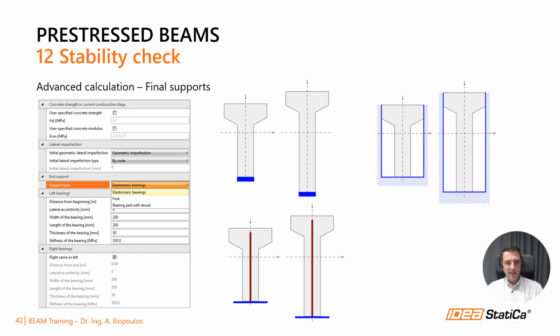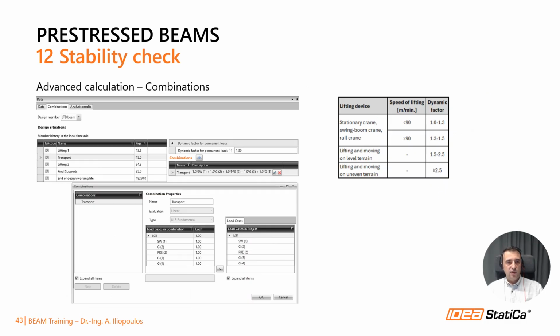And as for the end of design working life, the settings for the last design situation are taken from the final supports. This means that a model is calculated where only the age-dependent characteristics are different. In the combination tab, the user can define any number of combinations in the same way that combinations are entered for the basic calculation.